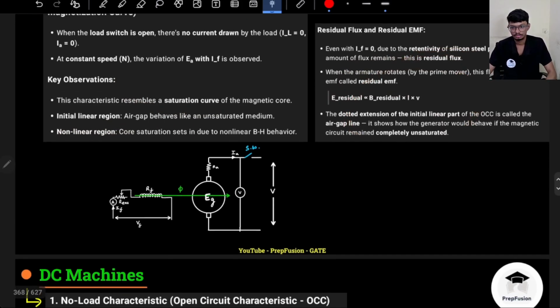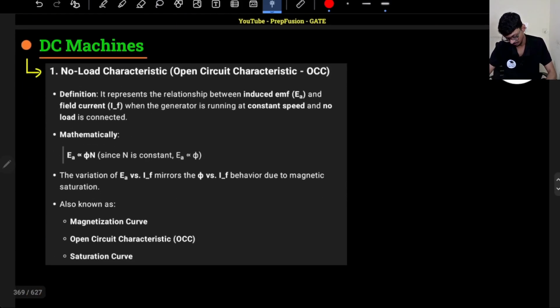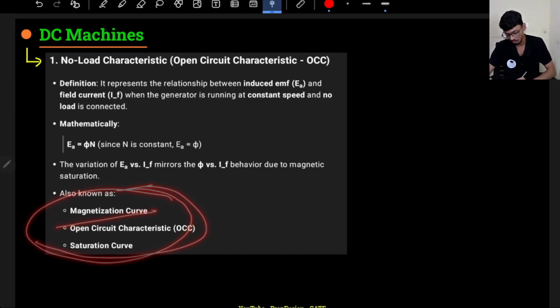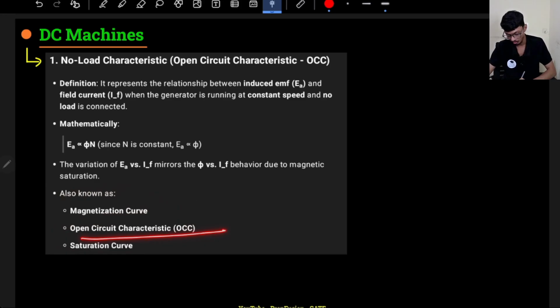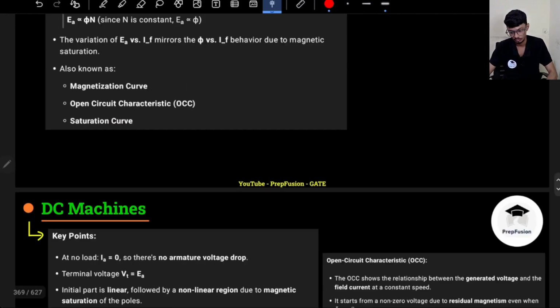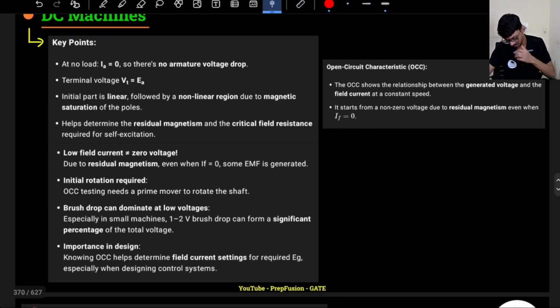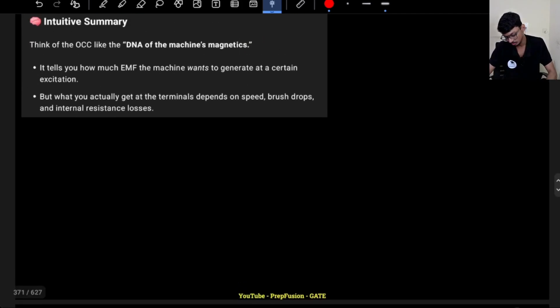Typically, my no load characteristics, also known as the magnetization curve, or the open circuit characteristics, or the saturation curve. They can call it by all these three names. These are the things that we discussed. These are the key points, and whatever we discussed is written over here. I don't want to go through it over again because that will just waste our time. So load characteristics we have already discussed.